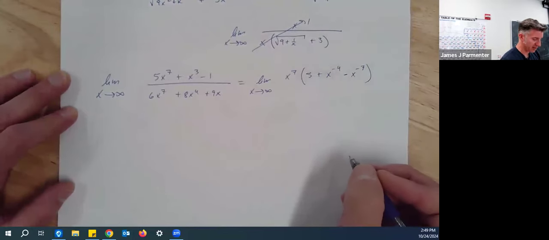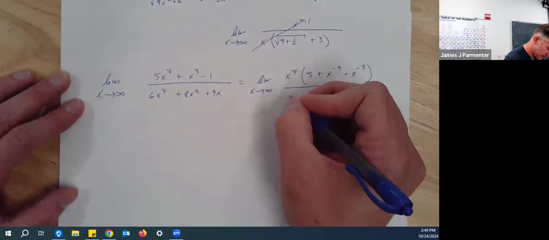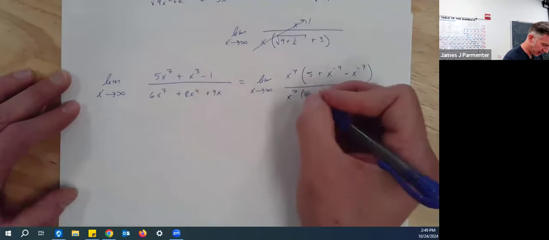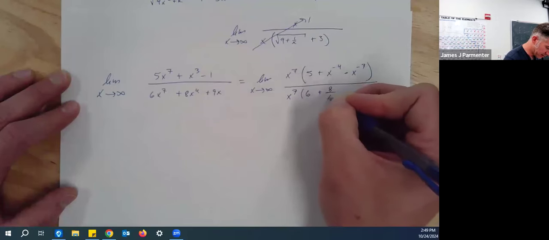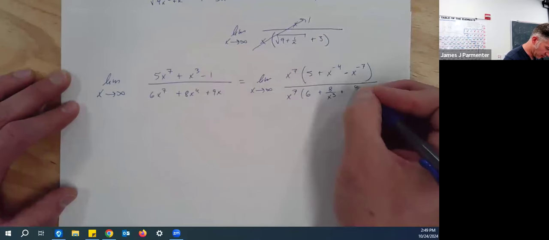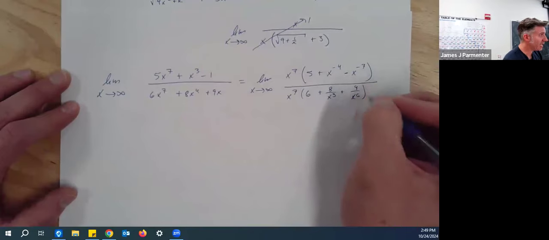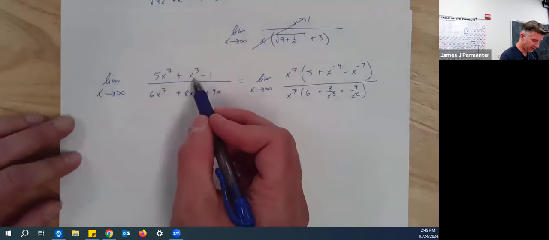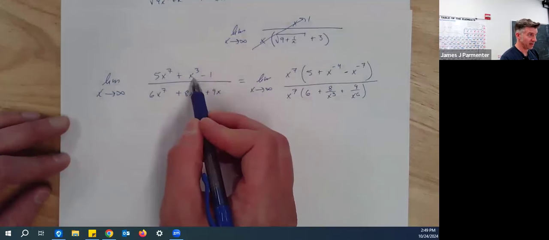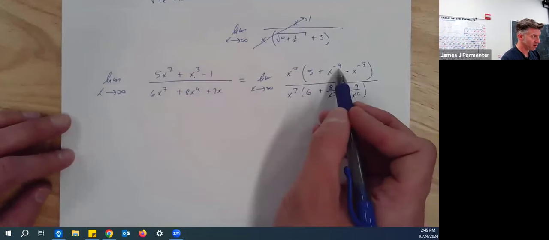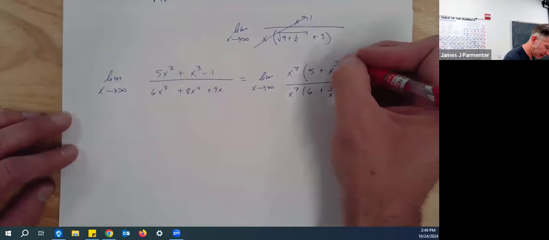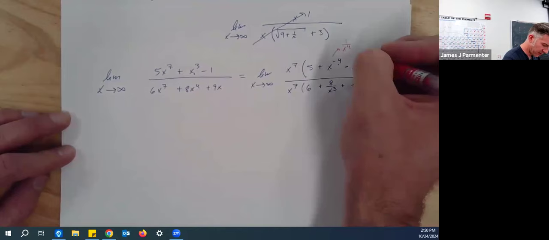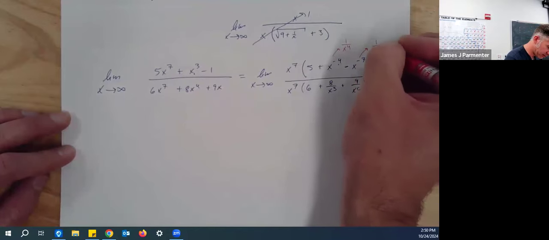I don't love writing it that way, but I'm writing it that way just to point something out. On the bottom, x to the 7th times 6 plus, here I'm going to write it as 8 over x cubed plus 9 over x to the 6th. So it's like I've divided each thing by x to the 7th. x to the 3rd divided by x to the 7th is x to the 3 minus 7, which is x to the negative 4, which I probably would have preferred to write as 1 over x to the 4. Same deal here, I would have preferred to write this as 1 over x to the 7th.